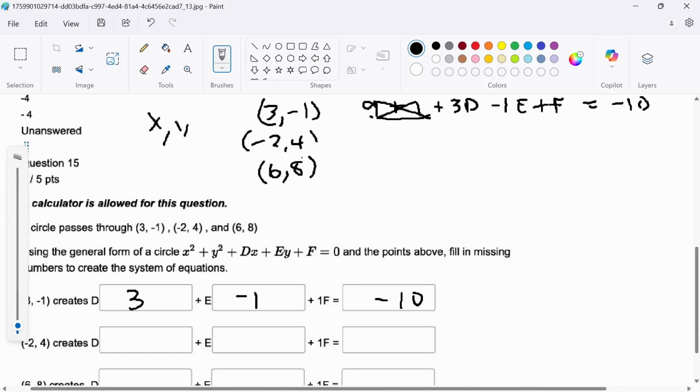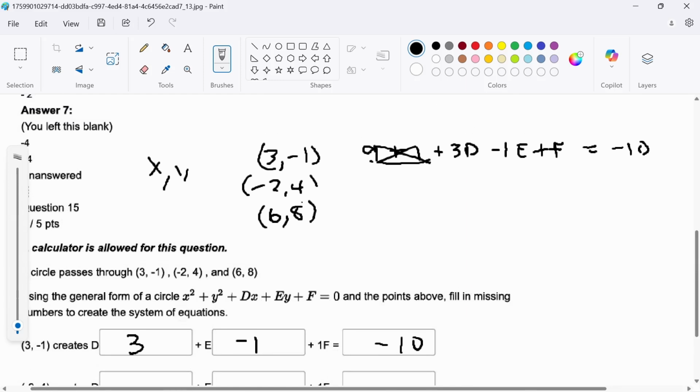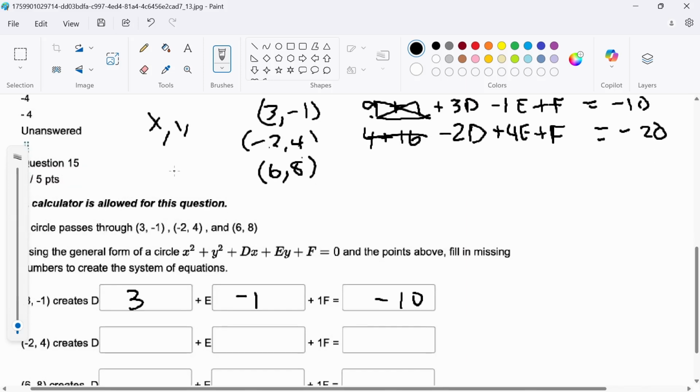And now the next one, I've got negative 2, 4. So I've got x squared, negative 2 squared is 4. Y squared, 4 squared is 16. So that's 20, but I want it on the other side, so I'm going to put negative 20. And then I've got dx, so negative 2d, plus ey, so plus 4e, plus f, equals negative 20. So this one is going to be negative 2, e is 4, f is just 1, and this is negative 20.